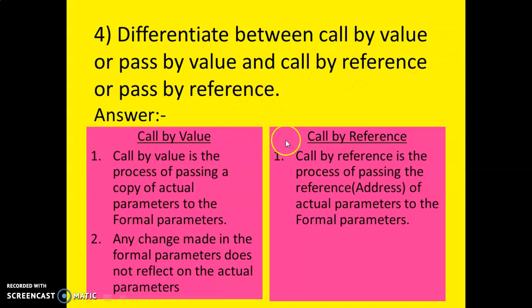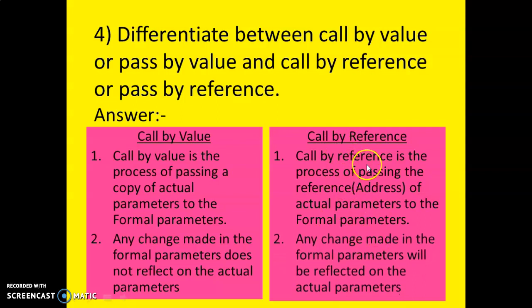So whatever changes you make in this address, it does not reflect on this, because we call it by value only. But in call by reference, if you make any changes in the formal parameter, that will be reflected in the actual parameter, because we call it by address. So inside that address, any change you make is reflected everywhere. So this is the difference between call by value and call by reference.